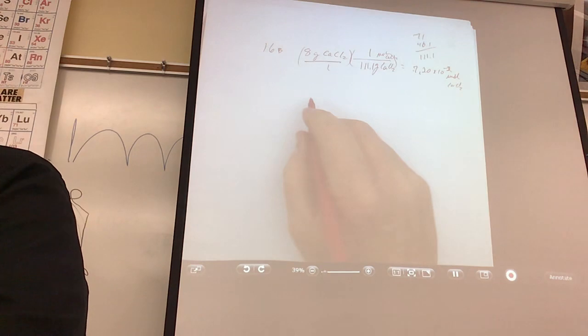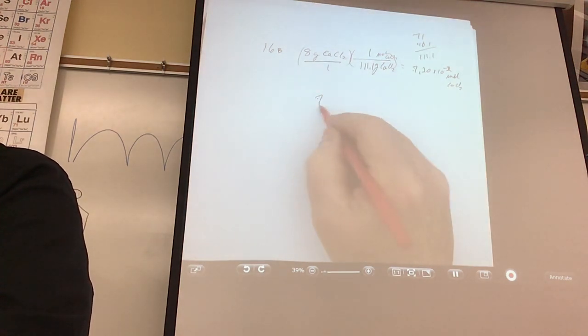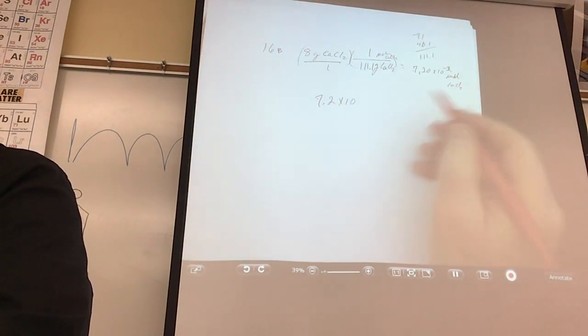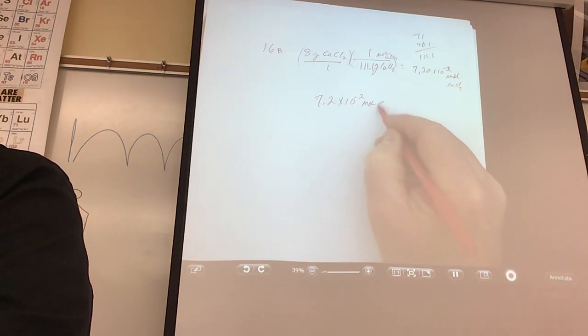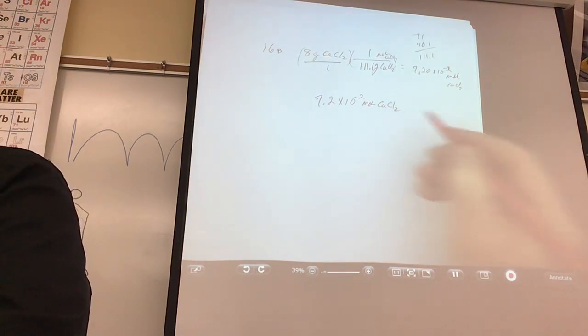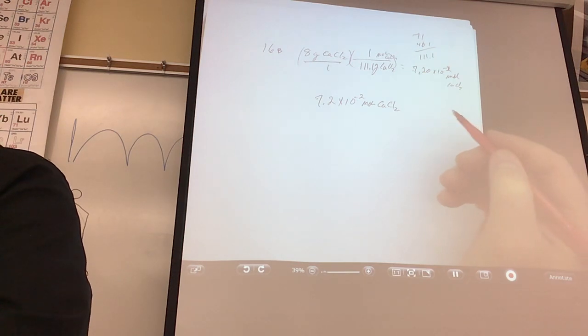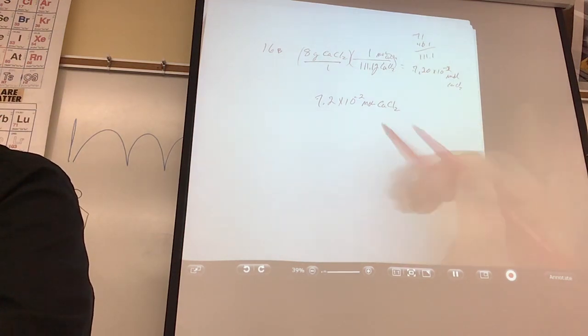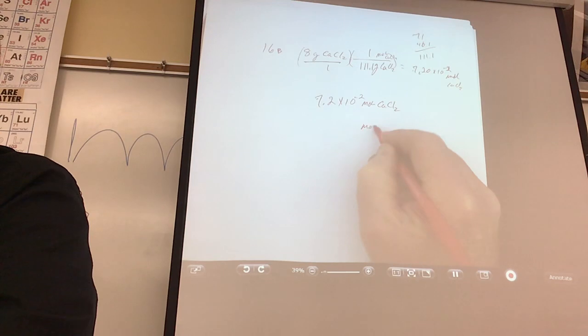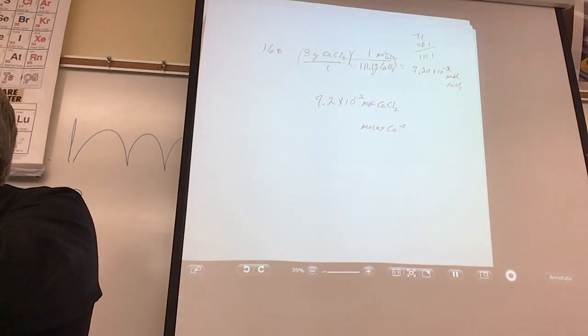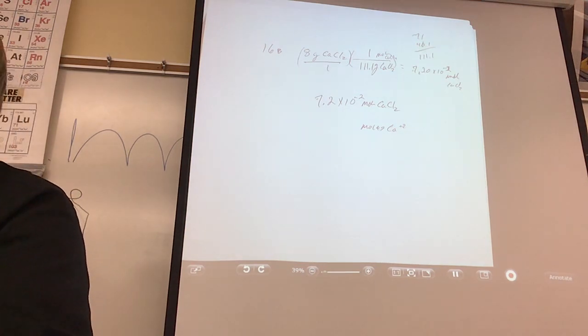And this is where the beauty comes in, okay? Here we go. We have 7.2 times 10 to the minus 2 what? This is where labels come in handy. Moles of what? Calcium chloride. Did everybody get that? I'm looking at your faces. What are they asking me for? How many moles of each ion? How am I supposed to know that?